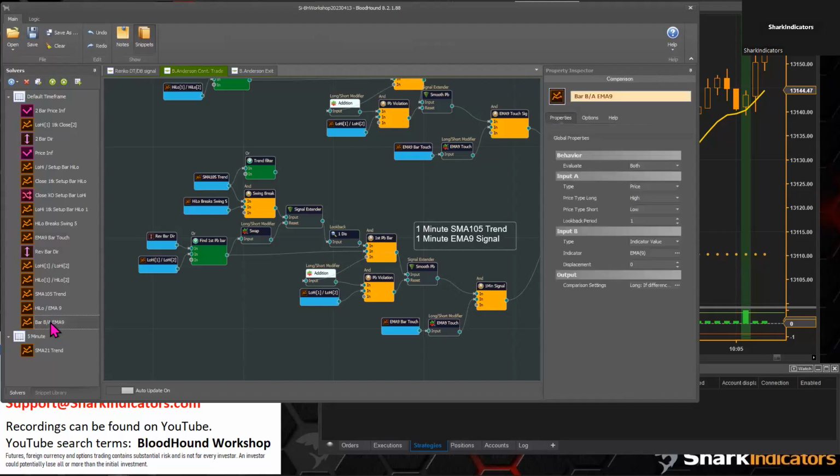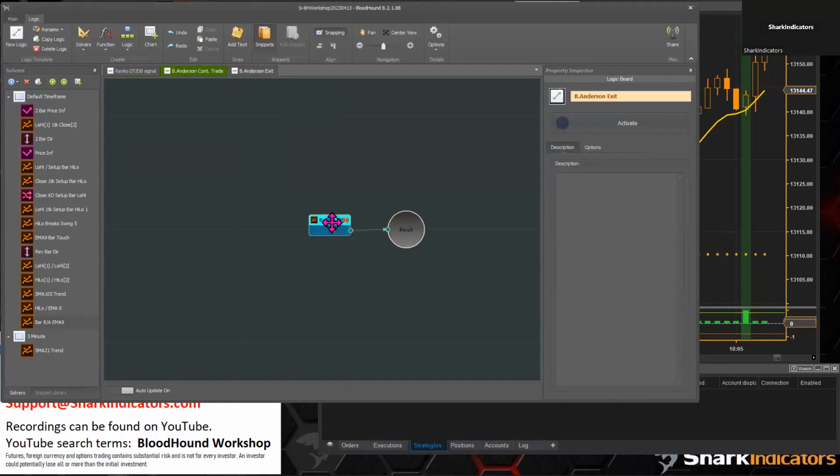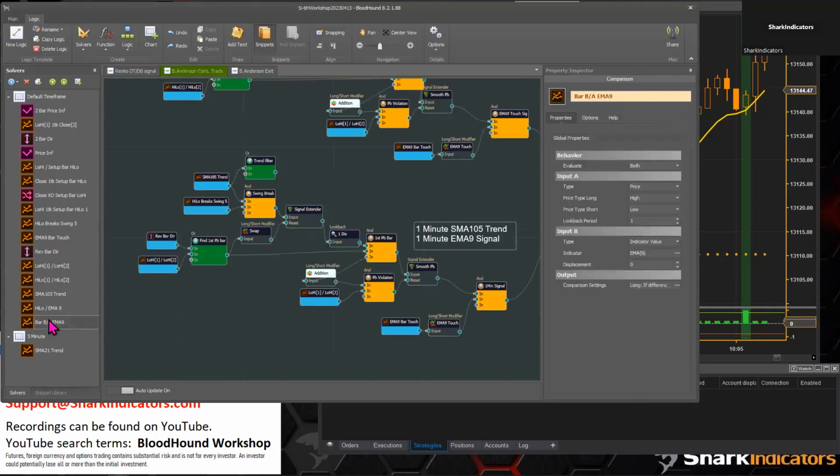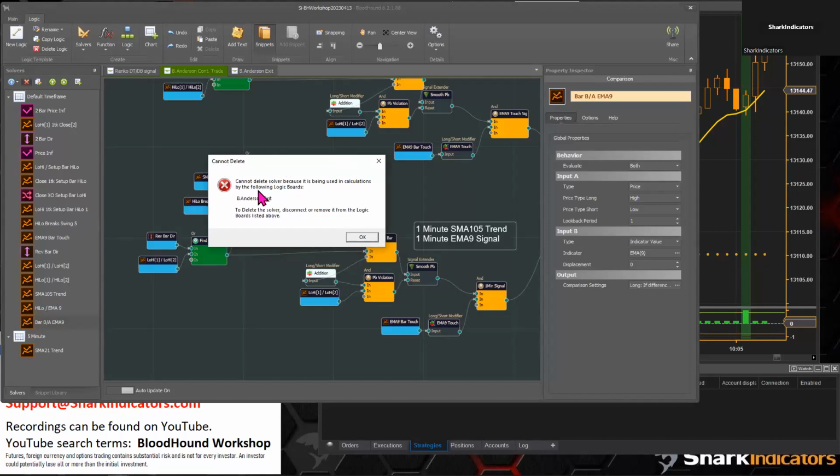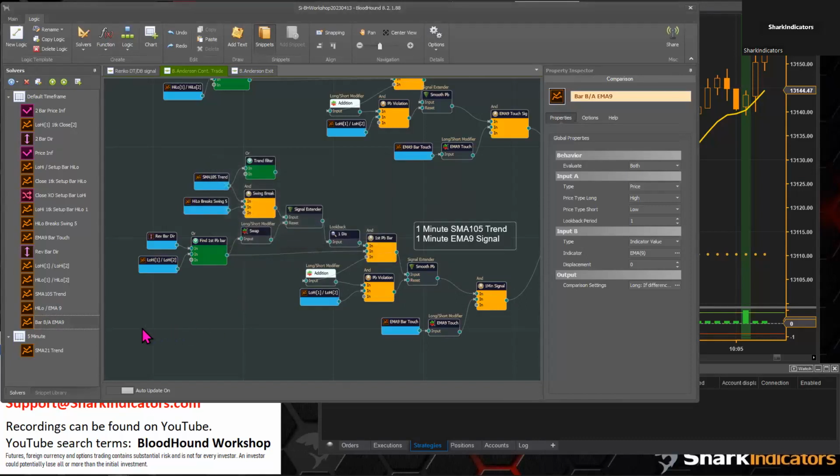If you're worried about accidentally deleting a solver that's being used, you actually can't do that. BloodHound does have a safety check built into it. So this bar above or below the 9 EMA, remember, that's our exit signal solver that we just built. If I try and delete this, I'm going to get this error message here: cannot delete, it's in use. So it's telling me that it's in use.